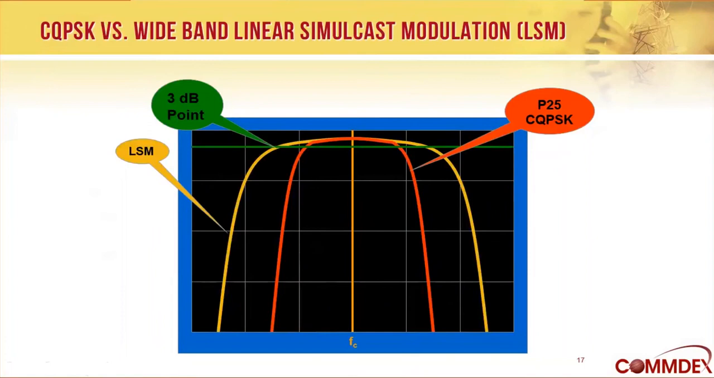And there is a form of CQPSK that we discussed a little earlier called linear simulcast modulation. It's basically CQPSK, however, we run it through a wider filter, giving it a wider envelope and therefore allowing greater tolerance in phase delay, resulting in greater simulcast site separation.